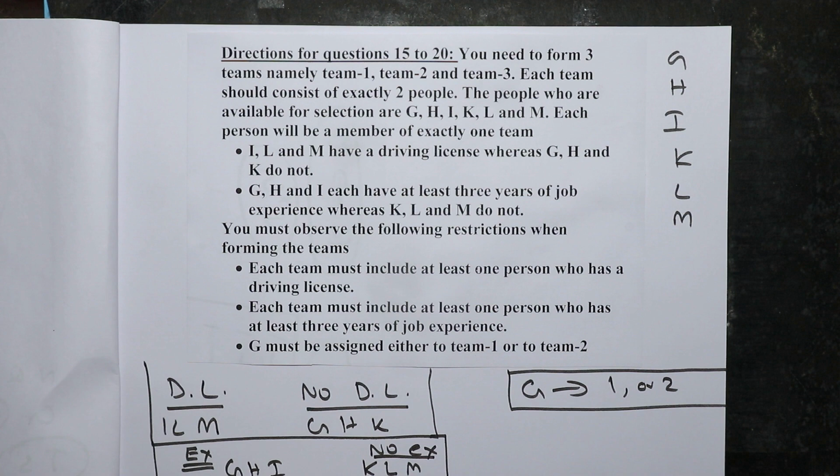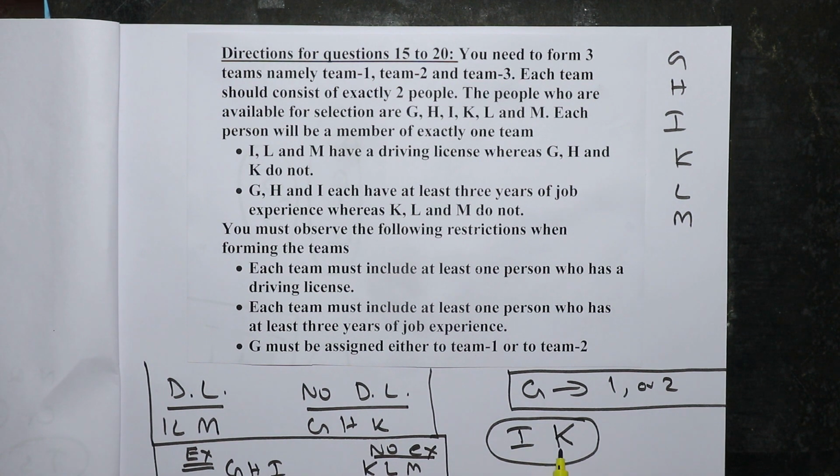Now if you look at their qualifications, you can see that I has both a driving license as well as work experience. Now I is the only person who has both driving license and work experience. Now if you look at K, K has neither driving license nor work experience. So K is the only person who does not have any specific qualifications. So compulsorily K has to be combined with I. So one team will be I and K. So that is one consequence we can see because of these conditions.